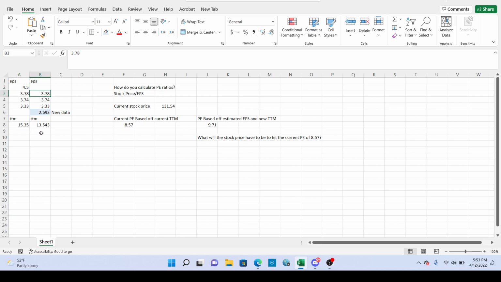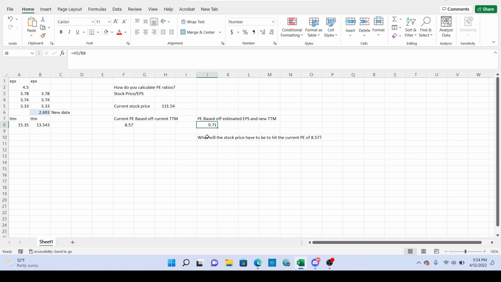So now if we sum this all up, we're going to get the trailing 12 months using this estimated data. Right now we're at 15.35. Using this estimated data, we're at 13.543. Now we're going to look at the current stock price, which is $131.54, and we're going to calculate the current PE based off the trailing 12 months. So right now, if we're basing it off right now's trailing 12 months, the current PE is 8.57. Now, if we're basing it off the estimated trailing 12 months with this new data, the PE is 9.71.